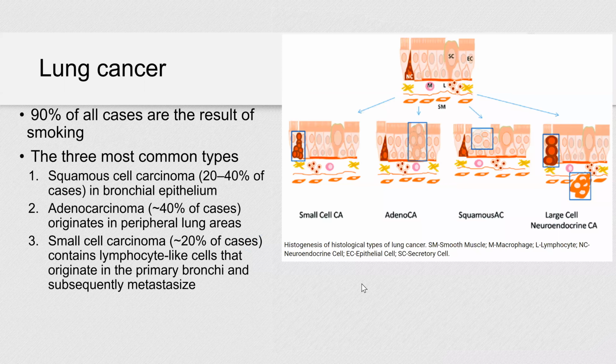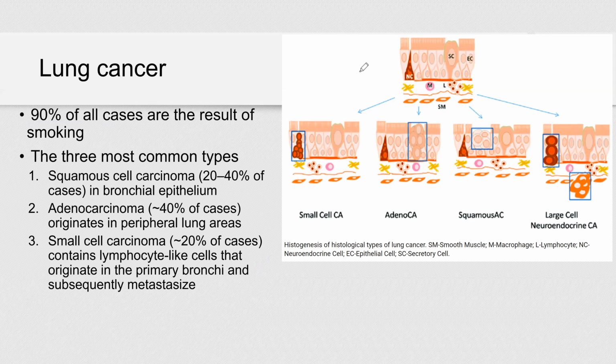Now, lung cancer. There are many different types of lung cancer. Here we have three most common: squamous cell carcinoma, adenocarcinoma, and small cell carcinoma. So you can see this carcinoma means that lung cancer starts in the epithelial tissue. So squamous cell carcinoma in the bronchial epithelium, adenocarcinoma originates in the peripheral lung area, and small cell carcinoma originates in the primary bronchi and metastasizes. About 90% of all cases of lung cancer are a result of smoking.